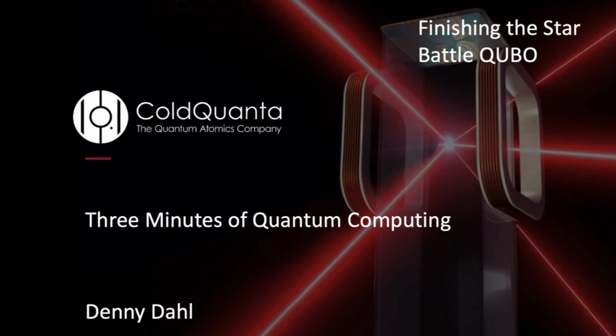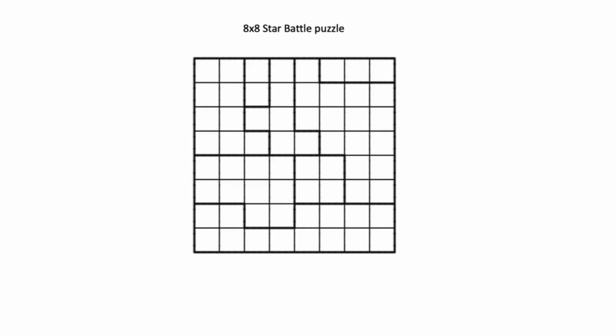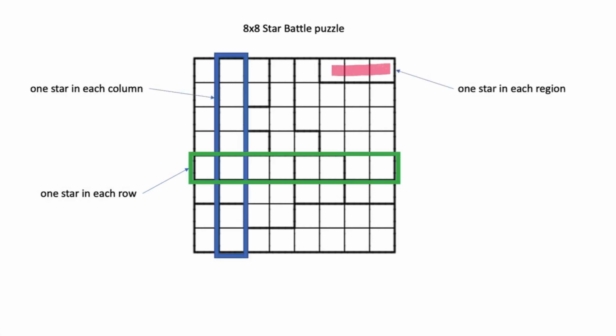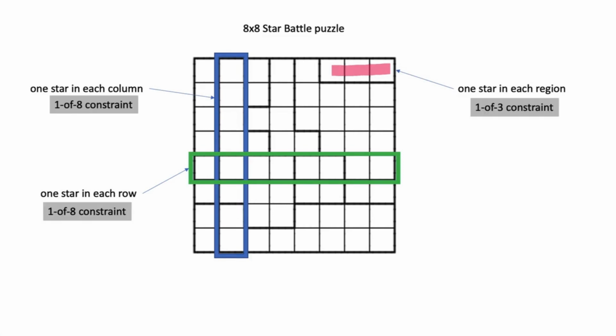Today I'm going to finish developing the QUBO, which captures the StarBattle puzzle that we've been talking about. Last week we formulated the row, column, and region constraints as sub-QUBOs. Each of those constraints was a 1 of n, and we were able to handle all of them using a single trick. Today we need to convert the neighbor constraints into sub-QUBOs. For that we'll need something new, single-state penalty functions.